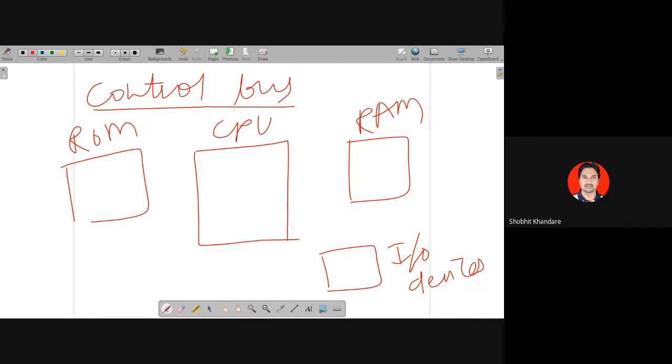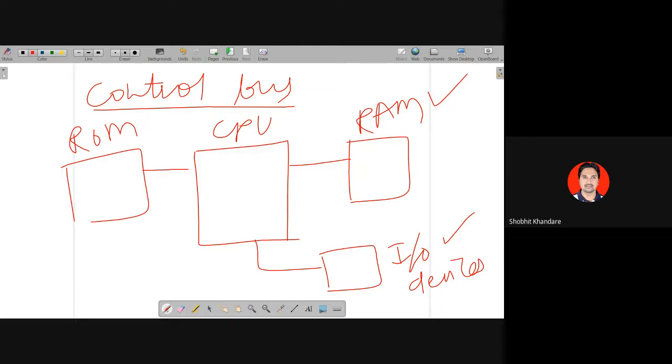So when your CPU wants to connect to the ROM or RAM or IO devices to read or write the data: in RAM you can read as well as write. When I talk about an IO device, as far as an input device is concerned, we are reading the data from the input device, and with an output device, we are writing into the output device. Input device reading, for example keyboard, mouse. Output device we are writing, that means monitor.